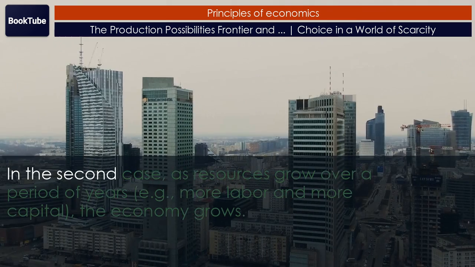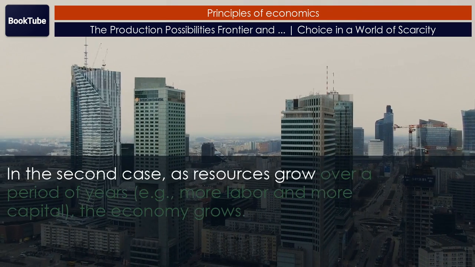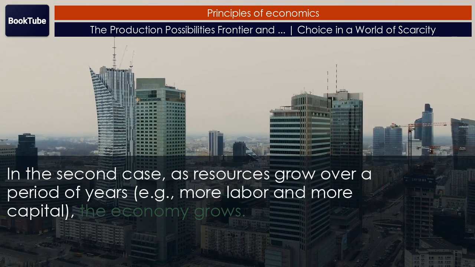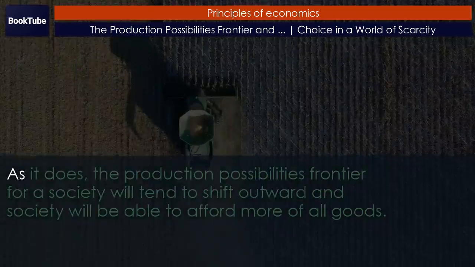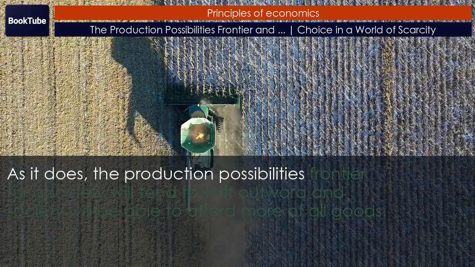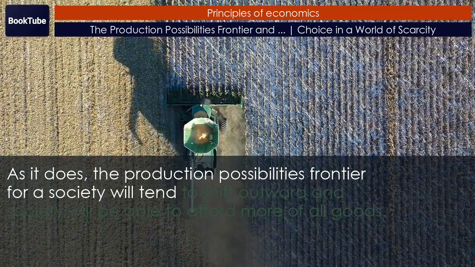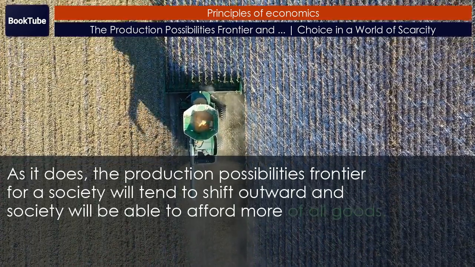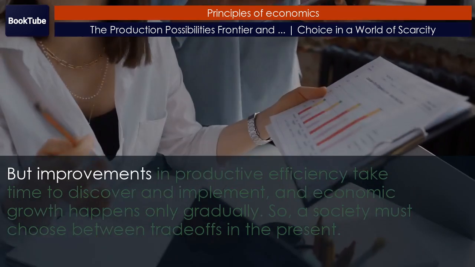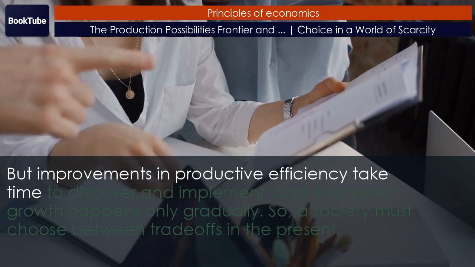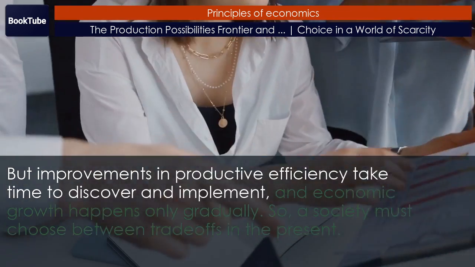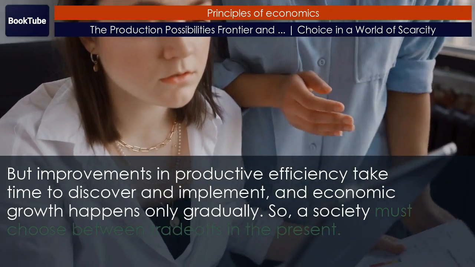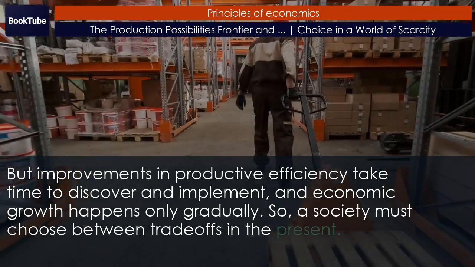In the second case, as resources grow over a period of years, for example more labor and more capital, the economy grows. As it does, the production possibilities frontier for a society will tend to shift outward and society will be able to afford more of all goods. But improvements in productive efficiency take time to discover and implement, and economic growth happens only gradually. So, a society must choose between trade-offs in the present.